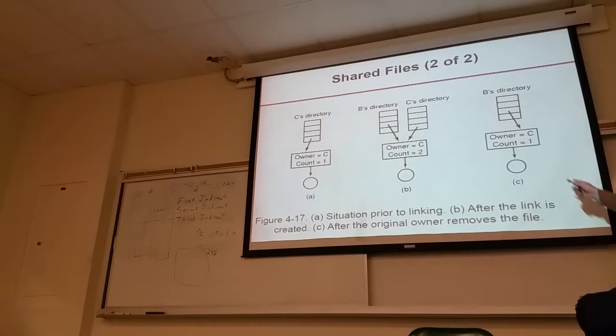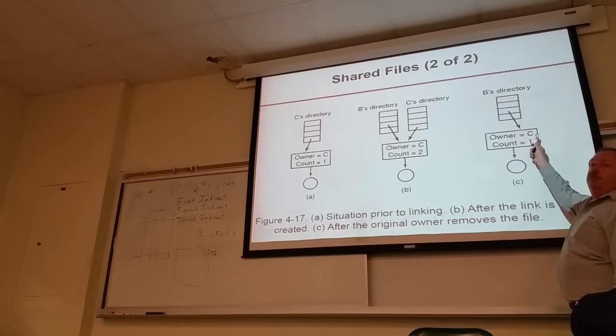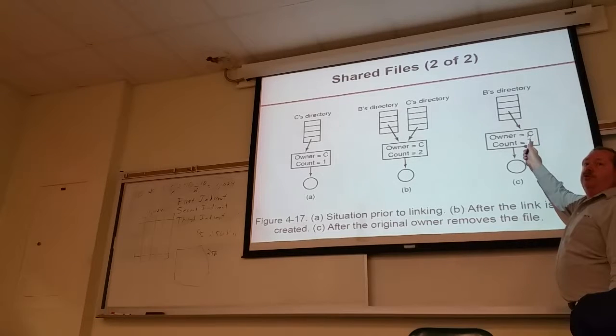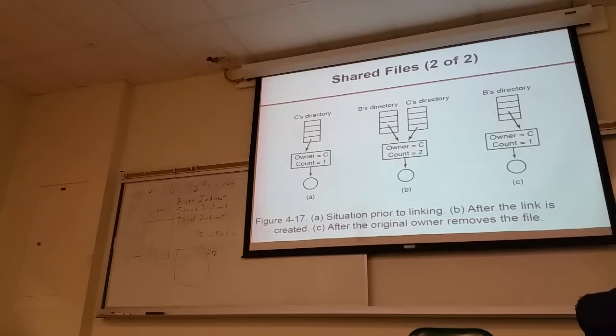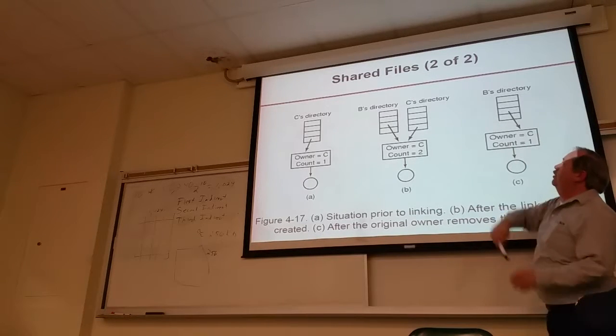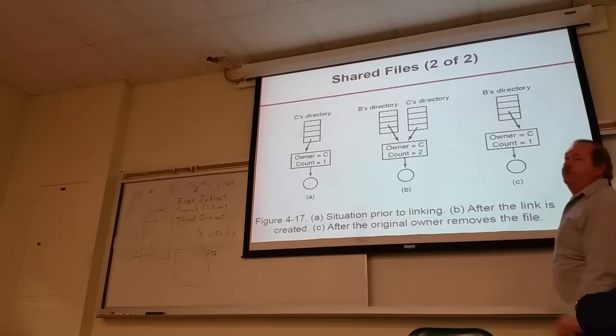And then, because count is 1, if B at this point decides it wants to delete it, it can do so, and everything would be consistent because count was 1. Yes? That should be owner is B, right? Yes, that's what I just said. That's an error in the slide: the owner should have changed to B when that happened, because C was the one doing the delete.